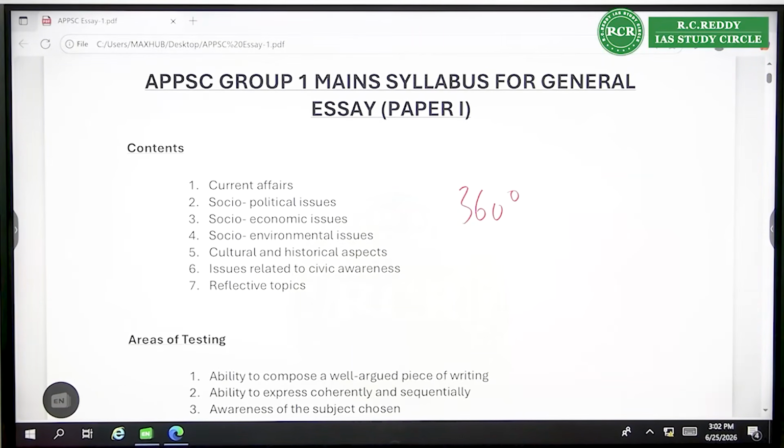And the third question is, did I cover the topic comprehensively? So here you have to address all the possible dimensions related to the topic.